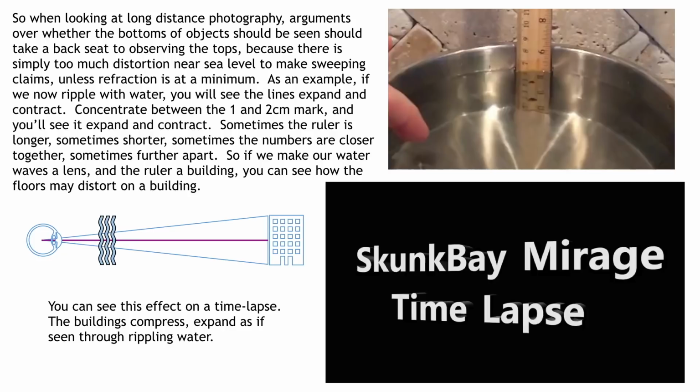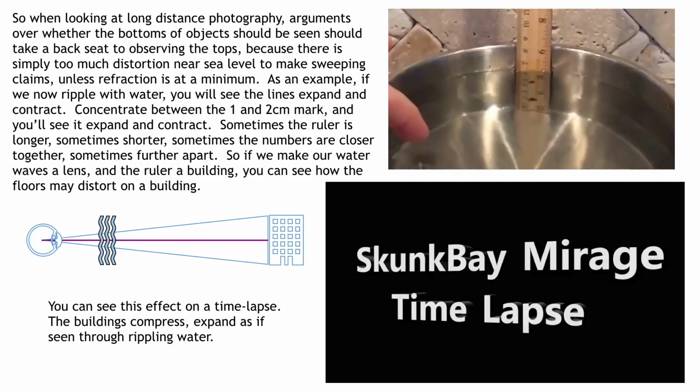claims. So as an example, if we now ripple the water, you'll see the lines expand and contract. Concentrate between the 1 and 2 centimeter marks, and you'll see it kind of move up and down and expand and contract. The millimeter marks will get closer together and further apart. Sometimes the ruler is longer, sometimes it's shorter, sometimes the numbers are closer, and sometimes they're further apart. So if we make our water waves a lens and the ruler a building, you can see how the floors within that building would distort.